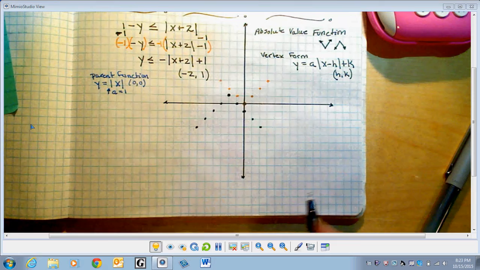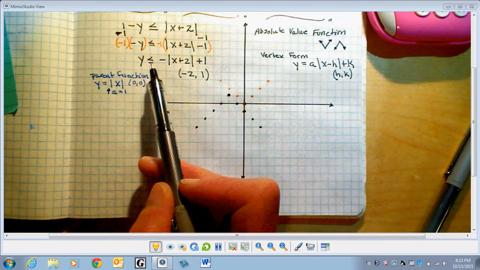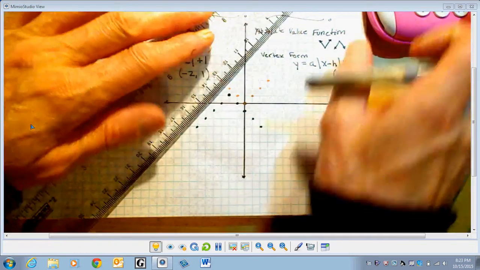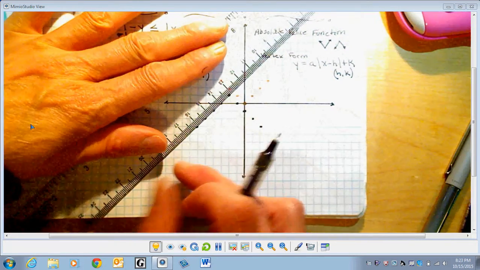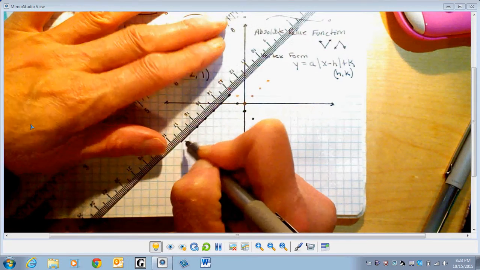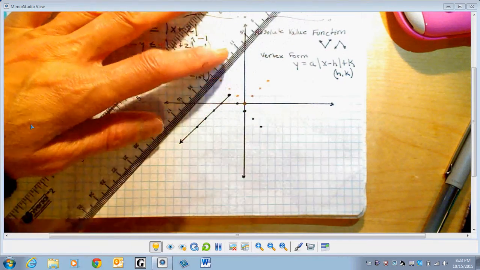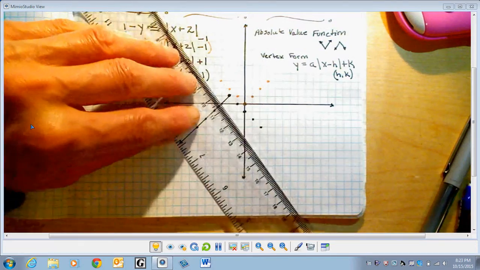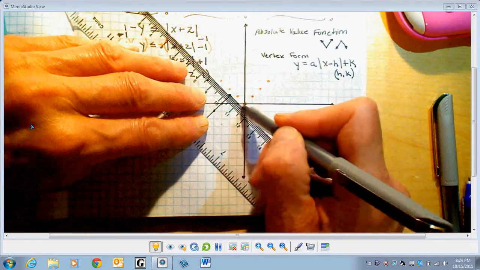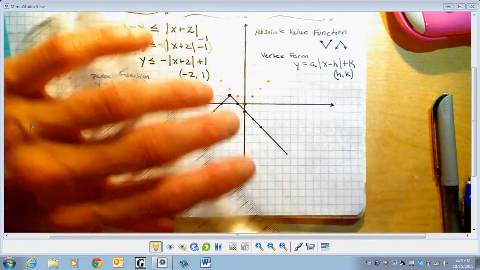Okay? So we're doing an inequality. This inequality happens to have an equal sign on the bottom. By the way, these points here will be in your calculator in your table. I'll show you that in a minute. Okay, so our absolute value is facing down, and it looks like that.